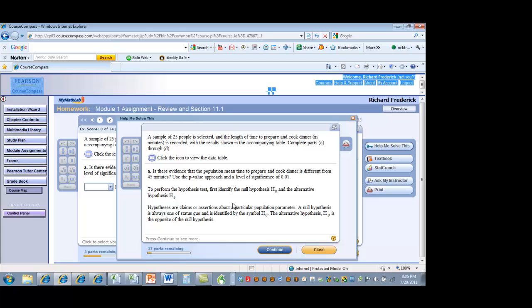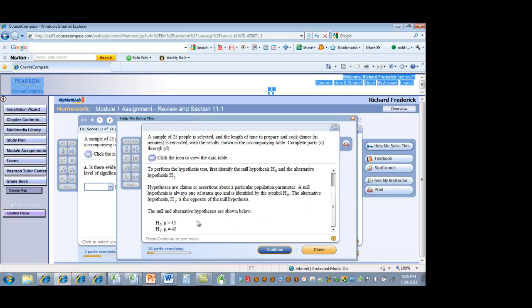Continue. To perform the hypothesis test, first identify the null hypothesis. Well, the null hypothesis is that the population mean is equal to 45, and the alternate hypothesis is that it's not. That's what's going to be called a two-tailed hypothesis, which means that if our sample mean is significantly greater than 45, we're going to reject the null hypothesis. And if our sample mean is significantly lower than 45, we're going to reject the null hypothesis. And we're going to do that using a t-test.